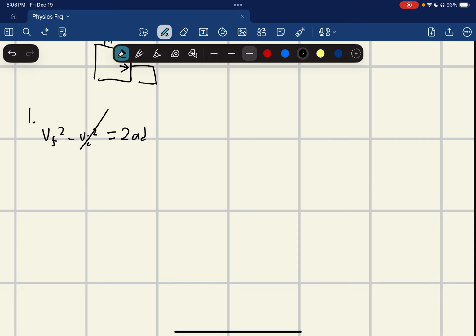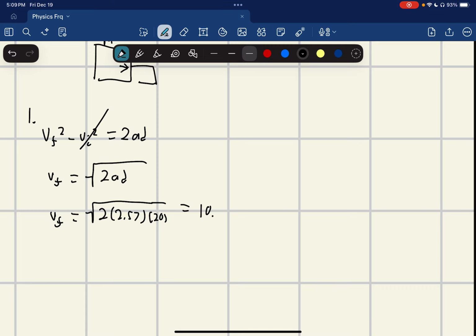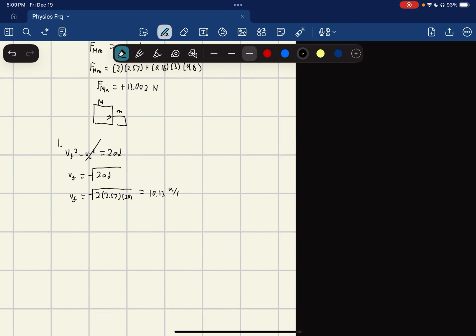So we just isolate for Vf. To do that, we would just take the square root of both sides to get Vf equals radical 2AD, and then we would just plug in what we know. Vf is equal to radical 2 times 2.57 times 20, and that would equal 10.13 meters per second. Okay.